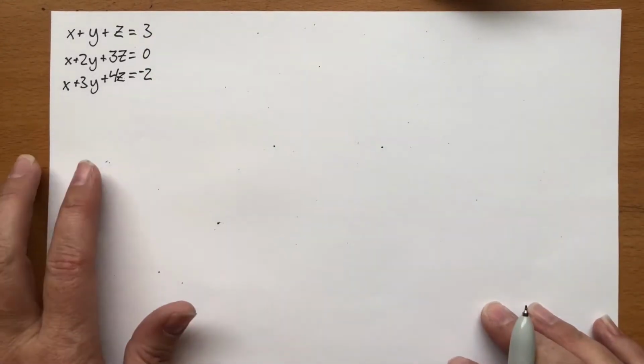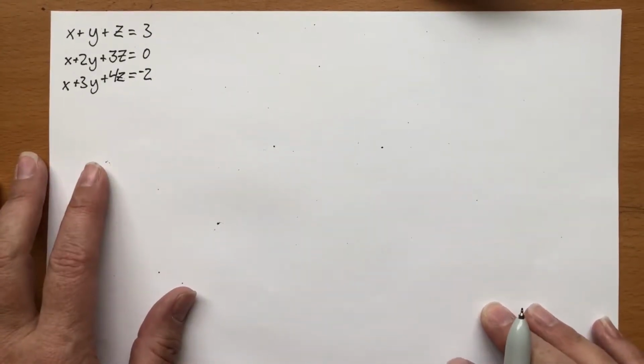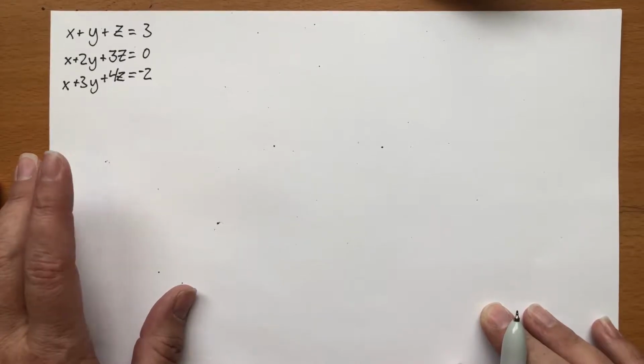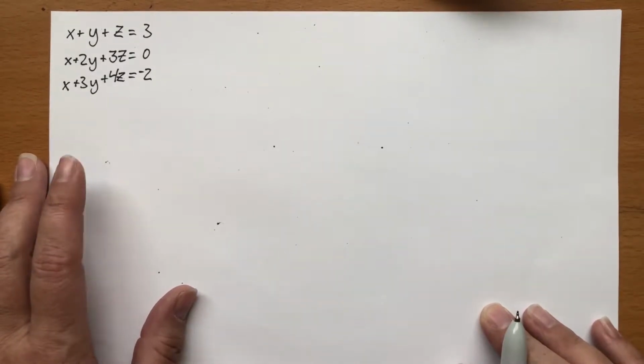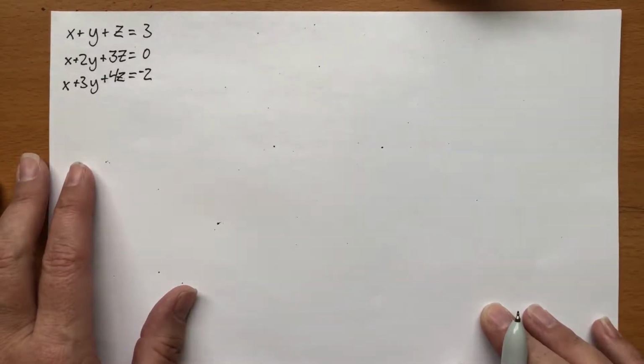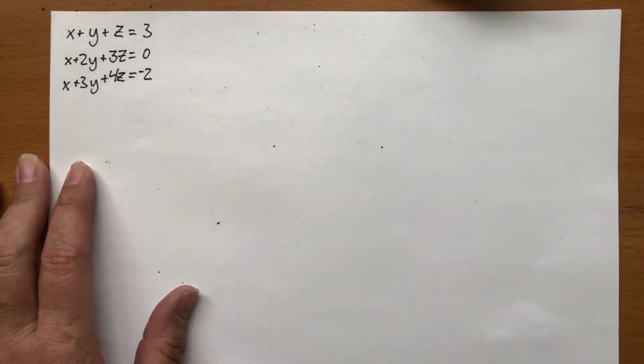Alright, I'm going to take a system of 3 equations and show you how to put that in a matrix and solve it by putting the matrix into reduced row echelon form. You should already be familiar with the matrix row operations. If not, please stop this video and go check out my section on row operations and then come back.